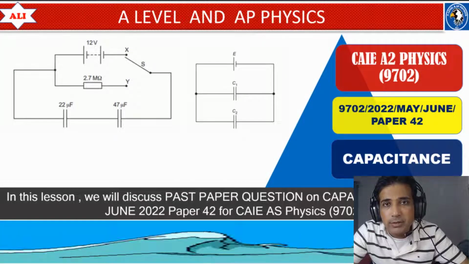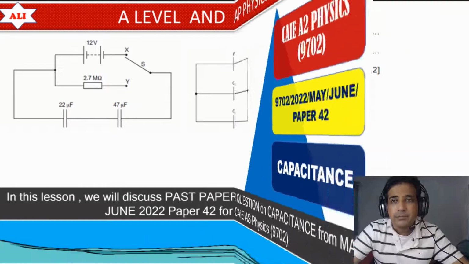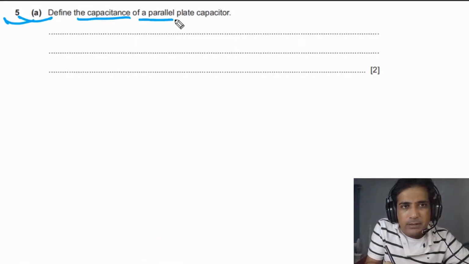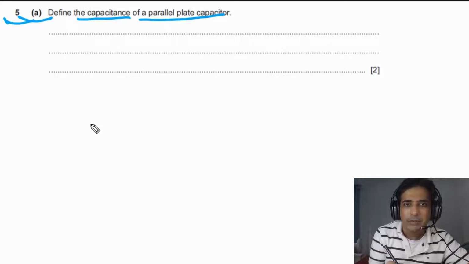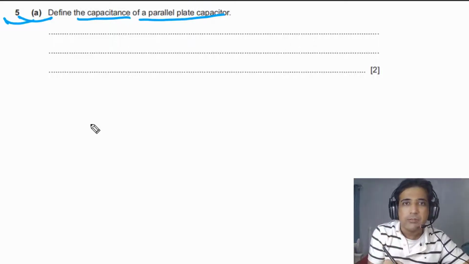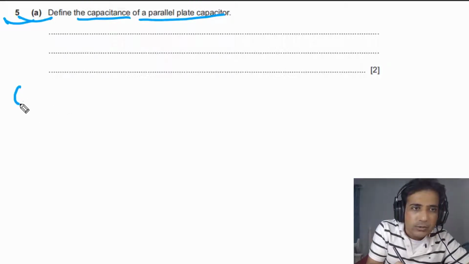Let's study together, let's improve together. For our question number 5, part A, we need to define capacitance of a parallel plate capacitor. And this question is very common in past papers. You need to understand how to define capacitance in a proper way. This is a typical type of question. You will see this question in many past papers. Let's try to define capacitance in a right way.